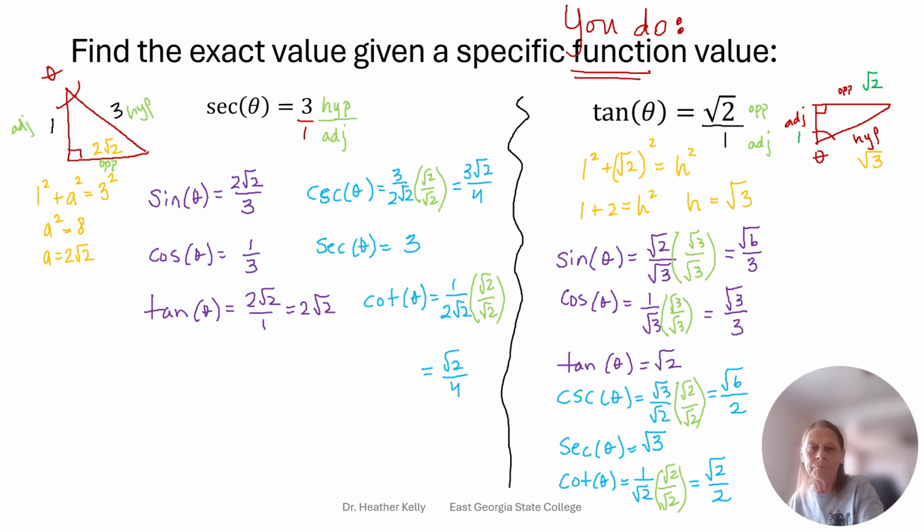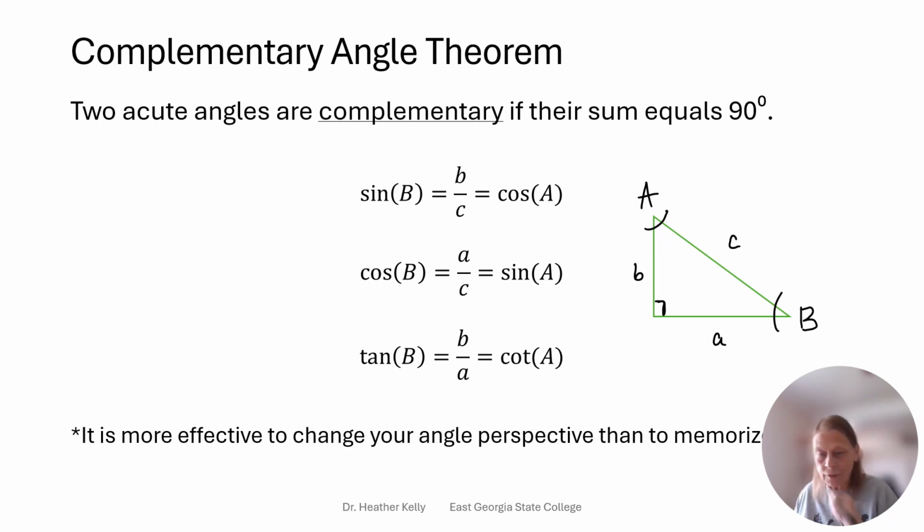Yay. Okay. So, because this is a right triangle, and only because this is a right triangle, is this true: two acute angles are complementary if their sums equal 90 degrees. And if we're dealing with a right triangle, then the other two angles, angle A and angle B, have to equal 90 degrees because angle C is 90 degrees.